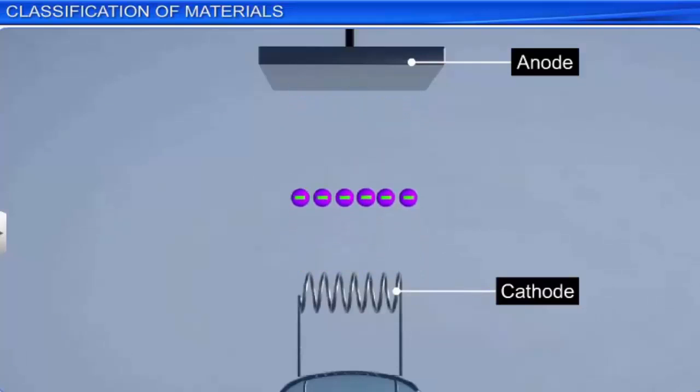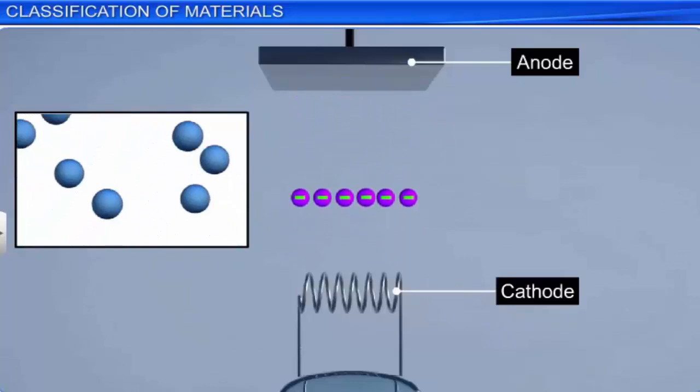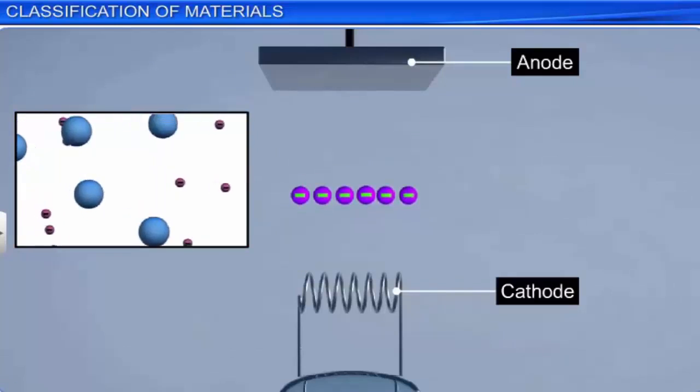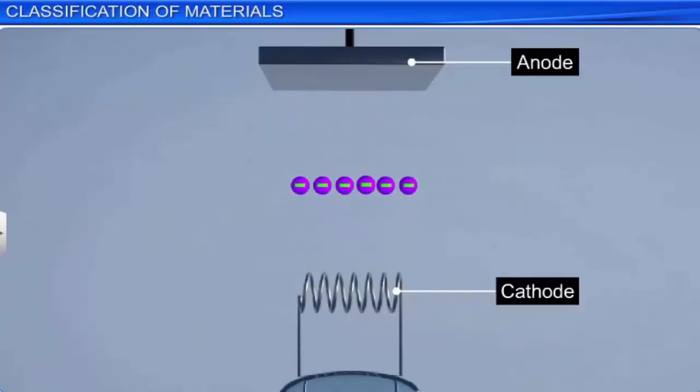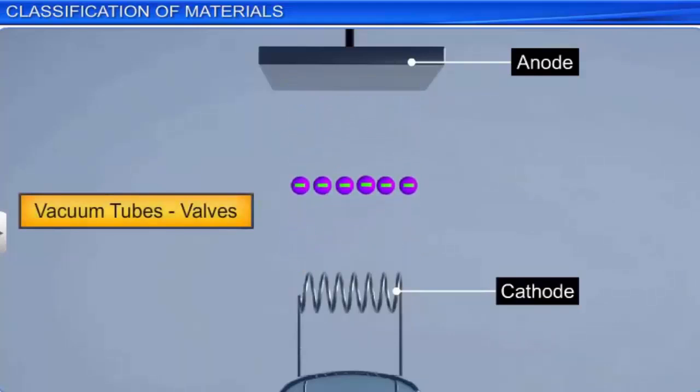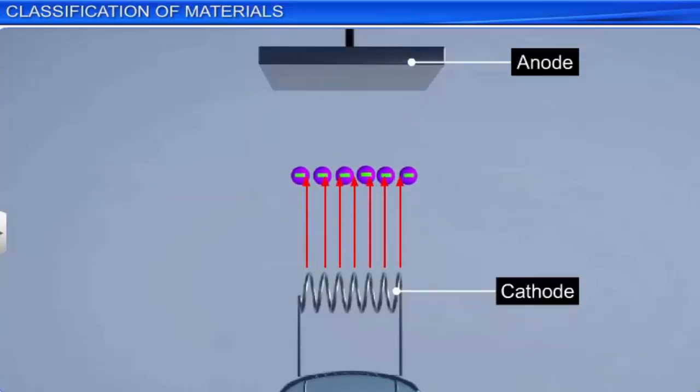When the anode is kept at a positive potential, as compared to the cathode, which is at a negative potential, due to the potential difference, the electrons move from the cathode to the anode in one direction only. Vacuum tubes are also referred to as valves, as in these devices the flow of the electrons is only in one direction, that is, from cathode to anode. As such, they are useful for receiving radio signals.